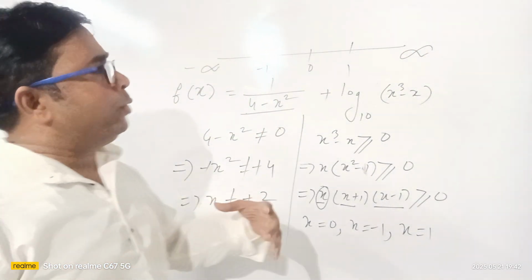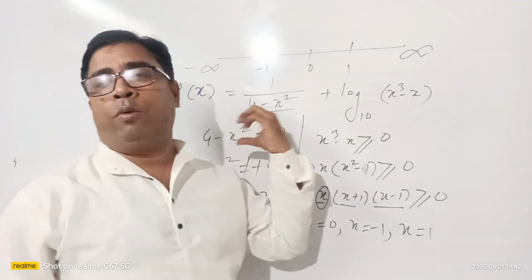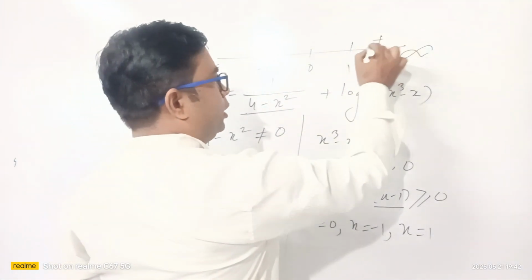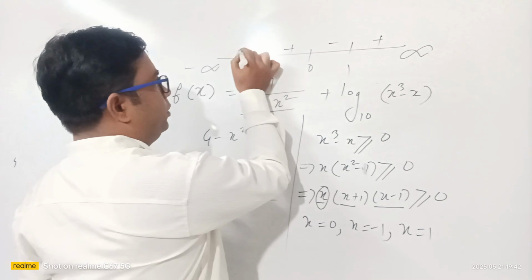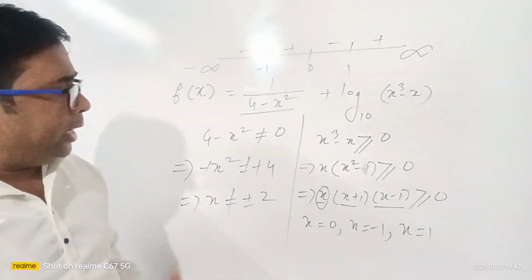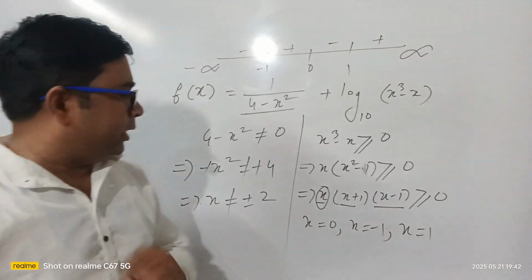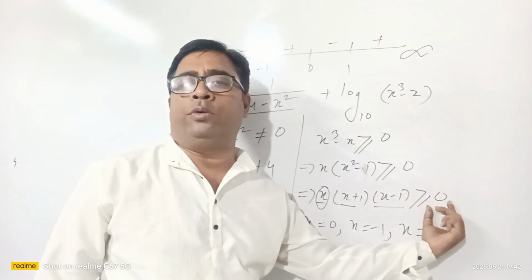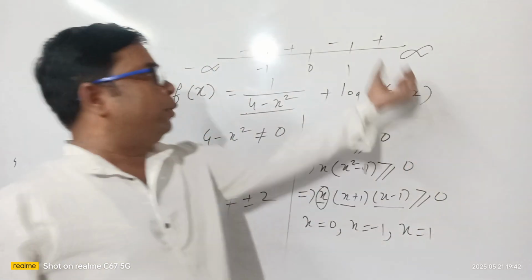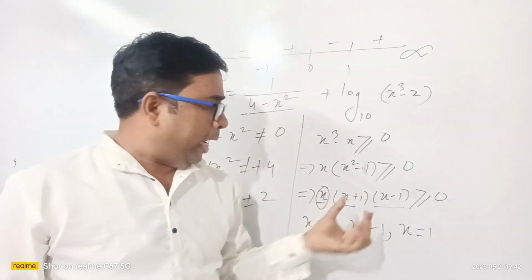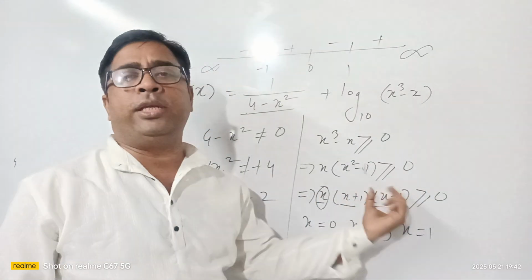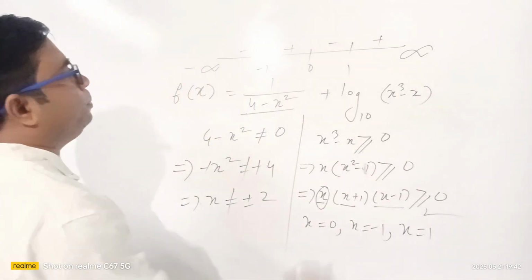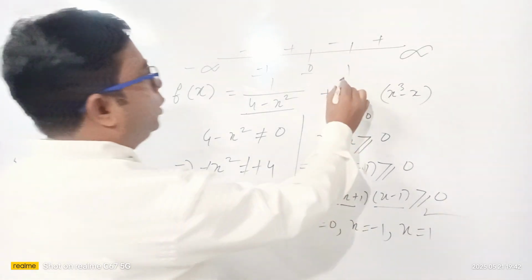Now, according to the wavy curve method, from the end we always put alternate positive and negative signs. So it will be positive, then negative, then positive, then negative. After that, there is again a technique: we have to see the last line. Here the last line is greater than or equal to 0. If it is greater than or equal to 0, we take only the positive part, and if it is less than 0, we take only the negative part. Since this is greater than 0, we take the positive part. The positive parts are minus 1 to 0 and 1 to infinity.